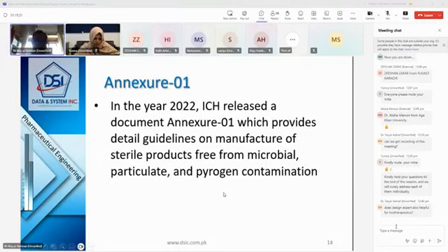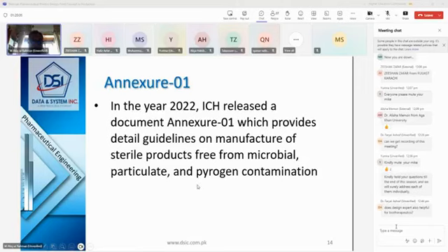Annex 1: in 2022, a document, Annex 1, was released which provides detailed guidelines on the manufacture of sterile products. Initially Annex 1 was dedicated to sterile products, making sure that they are free from any microbial contamination, any viable and non-viable particle count, and are pyrogen free. This was initially the purpose of the document, but now the document is widely accepted and applicable to both sterile and non-sterile products.